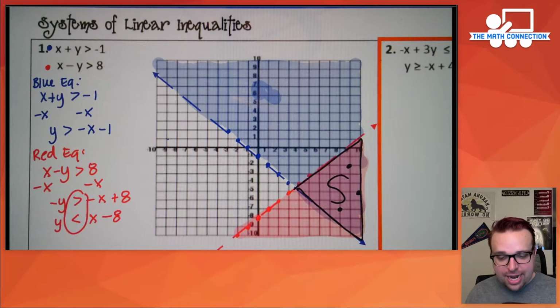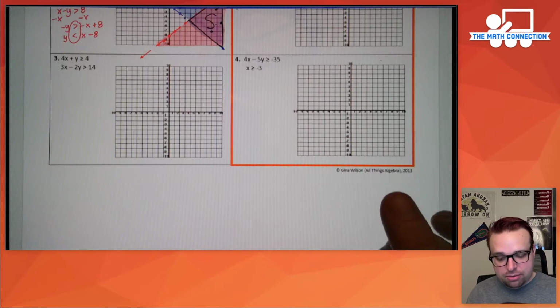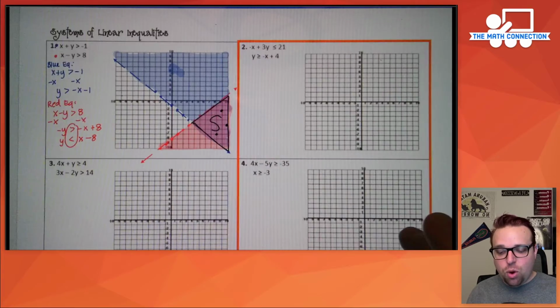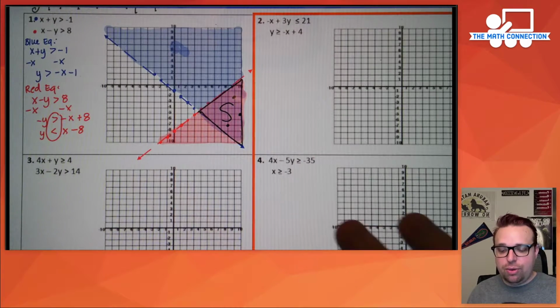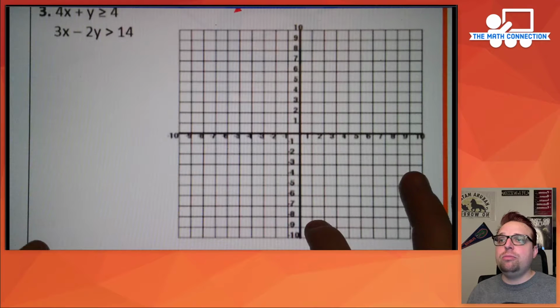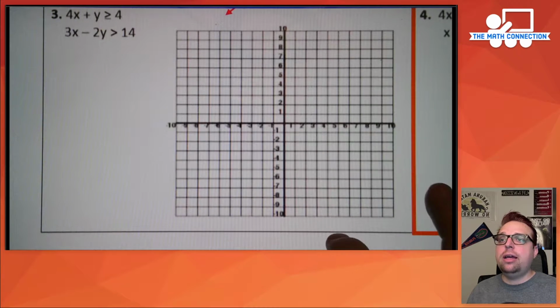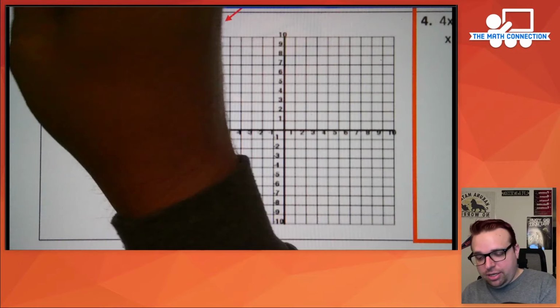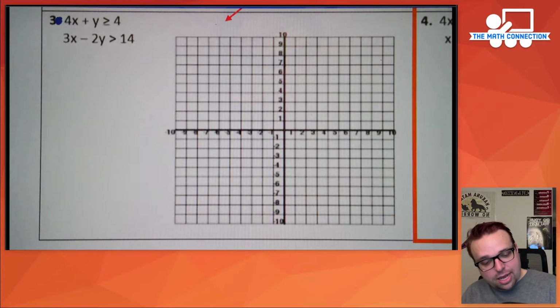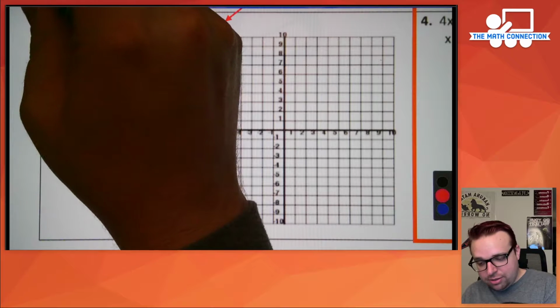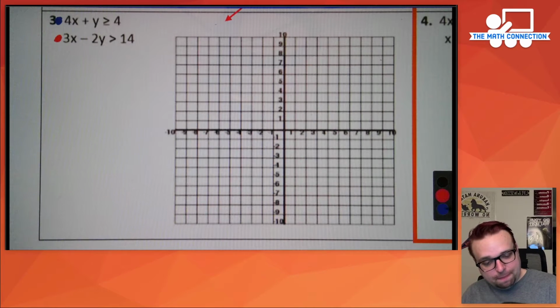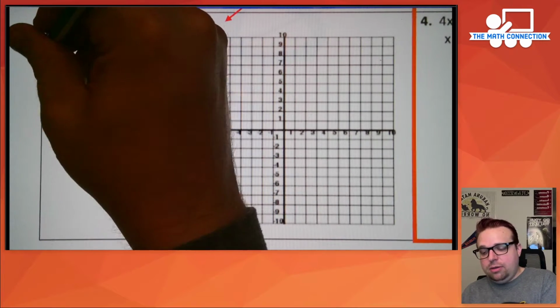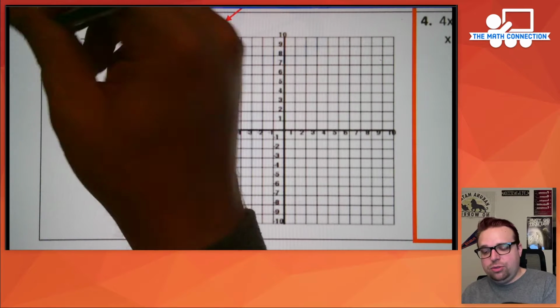Okay, so I'm going to do one more with you, and then you guys are going to do 2 and 4. So let's zoom in on number 3 here, and let's make the magic happen. So I think red and blue are probably good choices, right? So let's just do that again. We're going to use blue for the first line, and we will use red for our second line. We'll do the blue first.